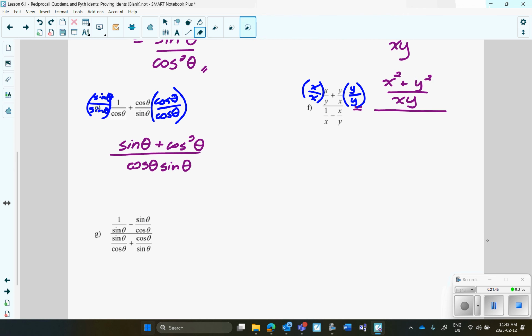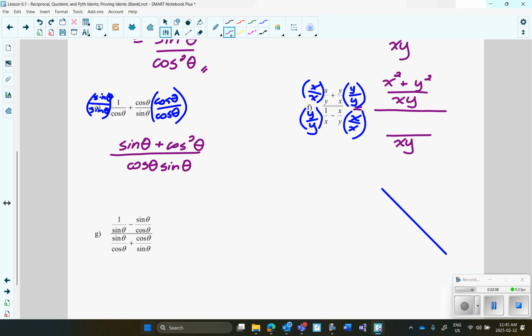On the bottom, what's the lowest common denominator of x and y? Well, it turns out to be the same thing. What must I multiply this one by? Y, top and bottom. And this one? X, top and bottom. So, I've already got my LCD, so y times 1 is y, minus x times x is x squared.